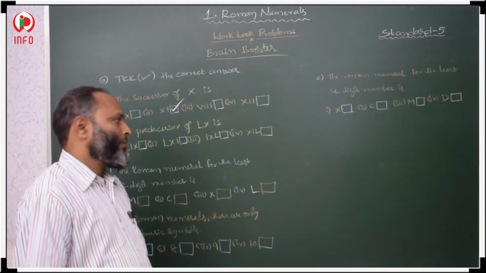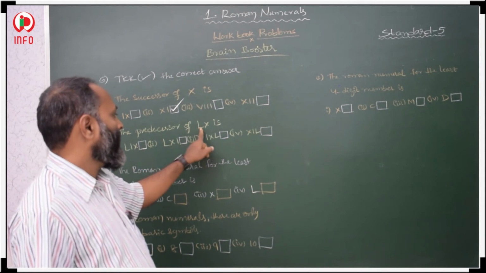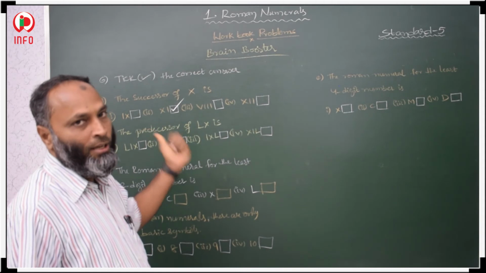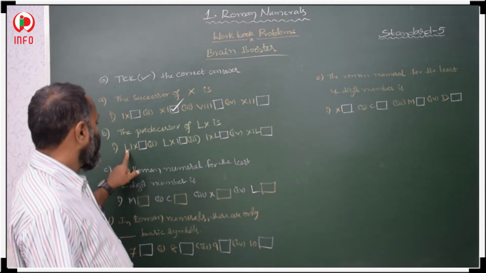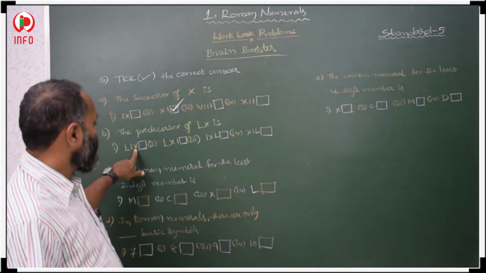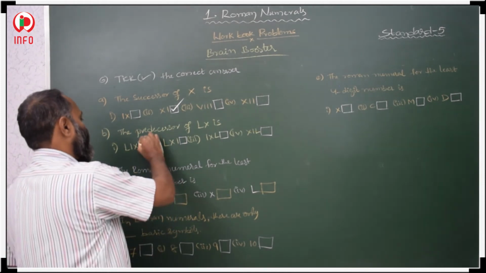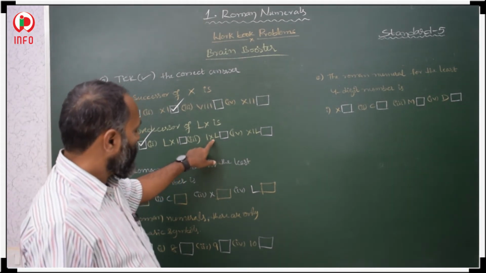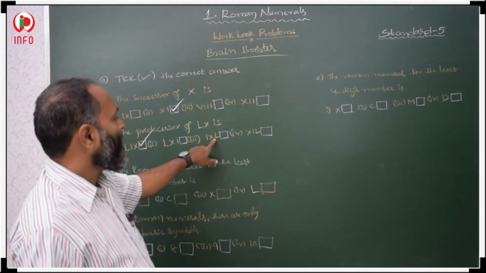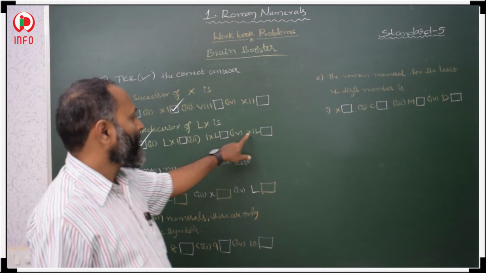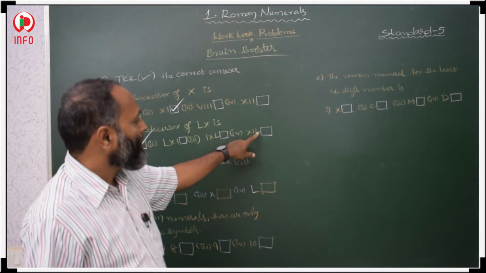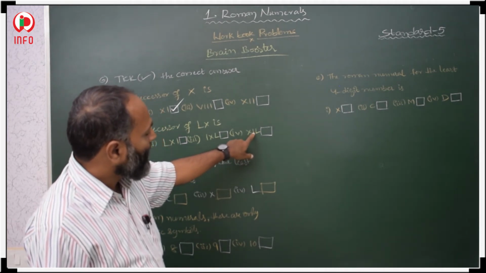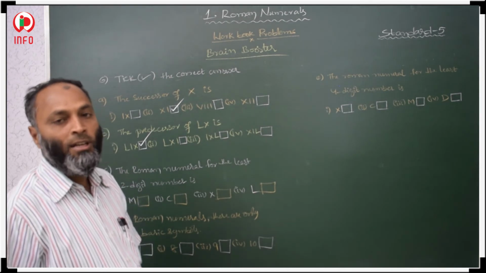The successor of 10 is 11. The predecessor of LX, which means 60. The predecessor of 60 is 59. Then L means 50, IX means 9. 59 is your right answer. This is 61, this is 40, this is 49. This is 50 and X. This is not the correct one.